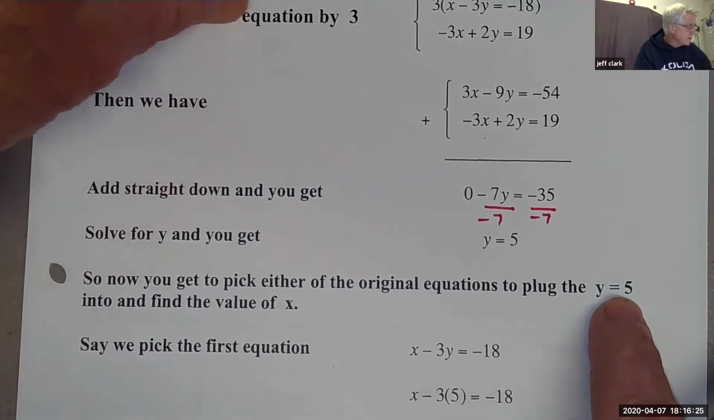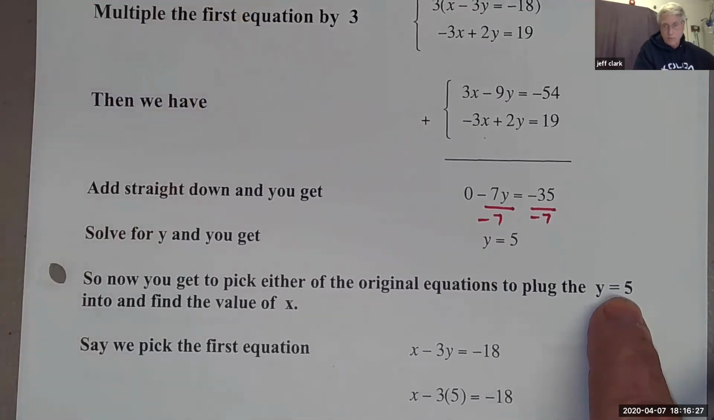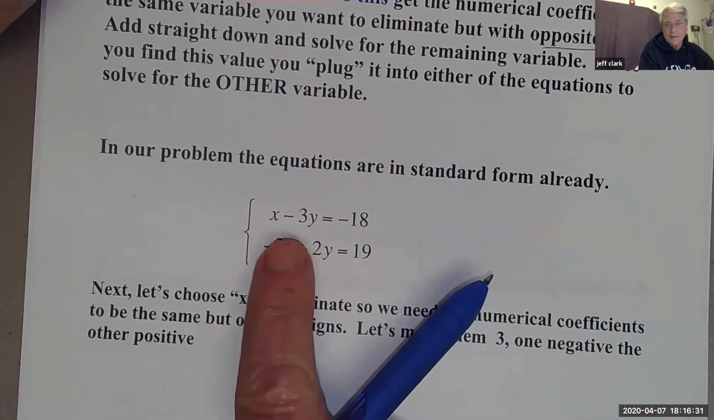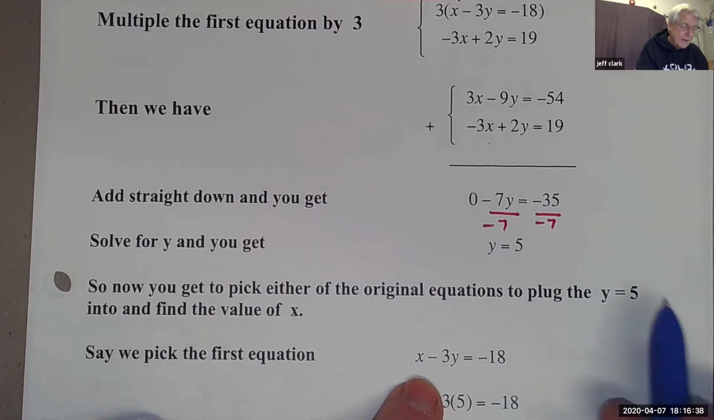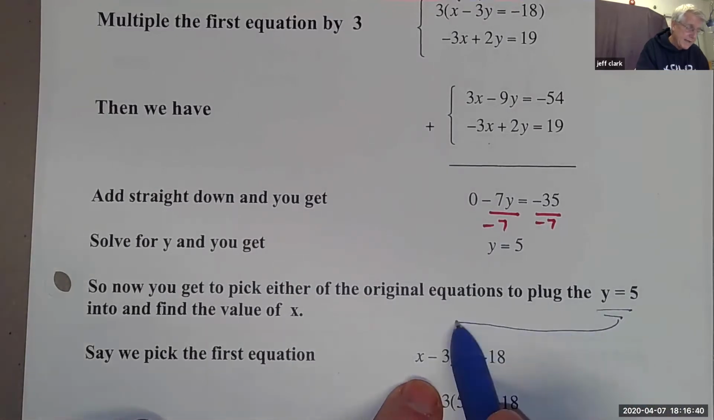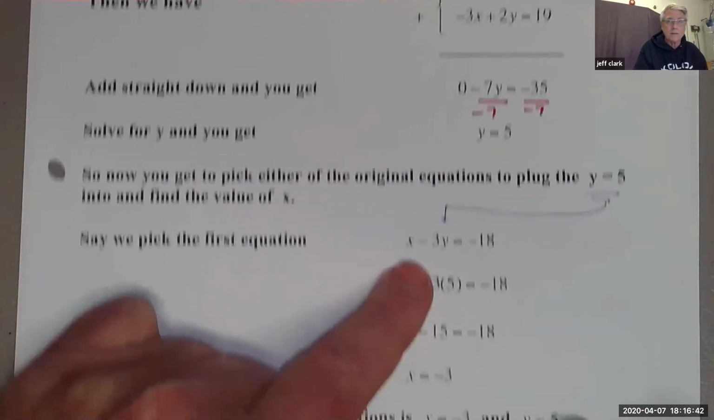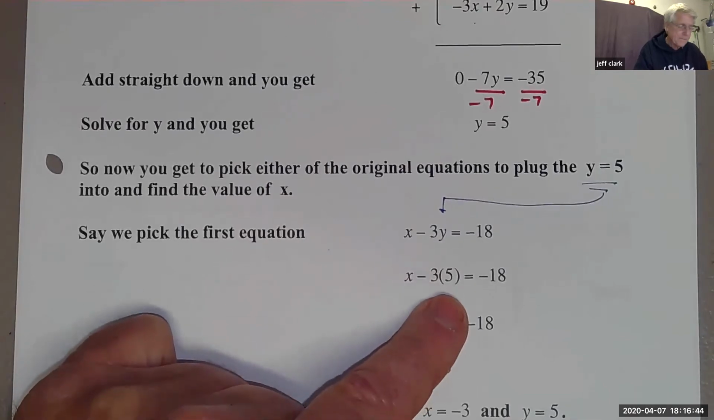Just plug in the 5 to one of the originals. Well, here's the original, just to remind you. Pick one of these, and it doesn't matter which one. I usually pick the first one. There it is, the first one. So I'm going to take y equals 5 and shove it right there where the variable is. So there's what I did right there.